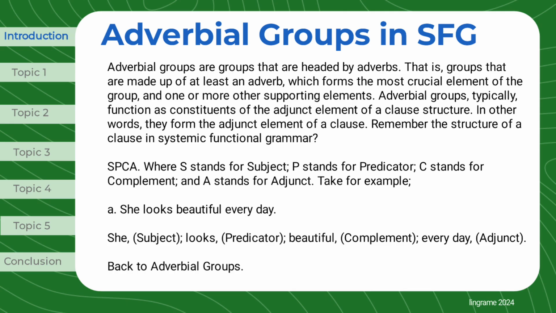Adverbial groups in systemic functional grammar. Adverbial groups are groups that are headed by adverbs. That is, groups that are made up of at least an adverb, which forms the most crucial element of the group, and one or more other supporting elements. Adverbial groups typically function as constituents of the adjunct element of a clause structure. In other words, they form the adjunct element of a clause.